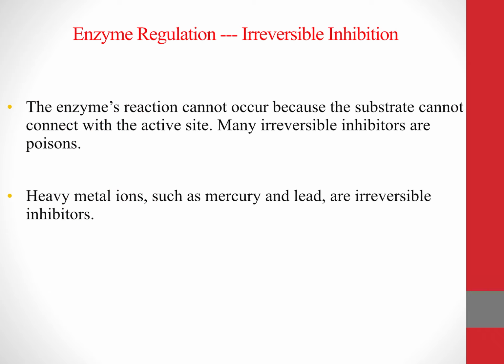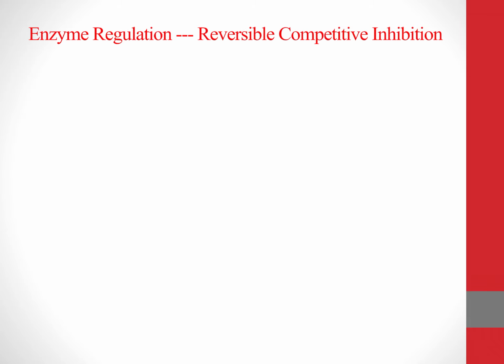So an irreversible inhibitor will bind to an enzyme active site so that a substrate will not be able to enter the active site. It will covalently bind to the protein so the enzyme becomes denatured. So poisons and heavy metal ions are an example of an irreversible inhibitor.